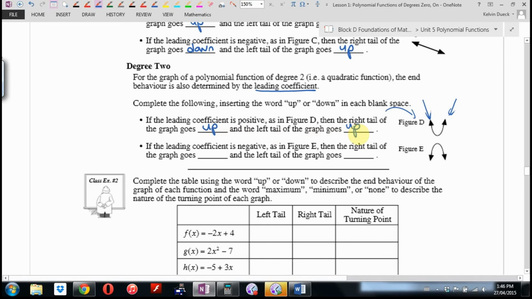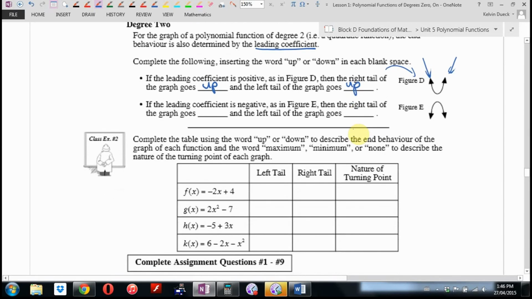Last year, Brianna, you called that opens up. But now I'm saying, don't talk about the opening. Talk about what's going on with the pointy parts. Oh, they're continuing to go up. What if the leading coefficient is negative? Down.